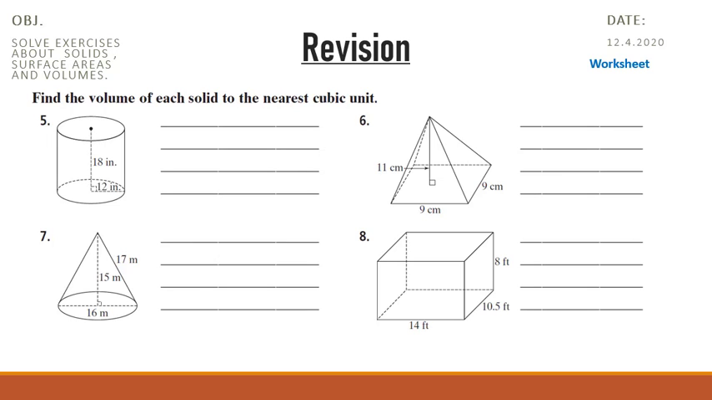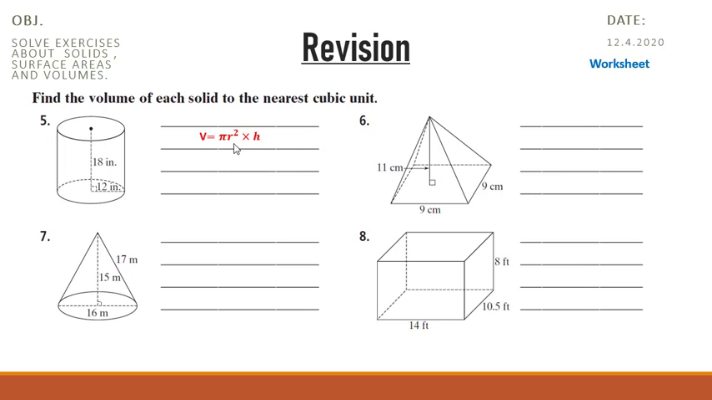Yes, Mr., we see now the radius is 12 and the height is 18. Okay, great. So what will we use? The rule is volume equals base area multiplied by height, right? The base area is pi r square. Good. What does R stand for? R is the radius.